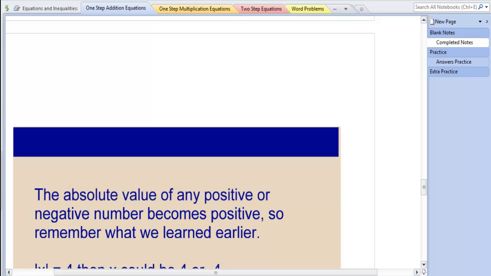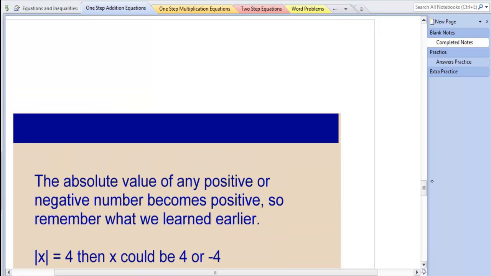Now we're going to review absolute value a little bit. Remember that when you take the absolute value of any number, it becomes positive, whether the number started out positive or whether it started out negative, because we're talking about distance. So if we have the absolute value of x equals 4, then we know x could be either 4 or negative 4. So again, this number is the distance or absolute value, so it's always positive. And then the value inside the absolute value bar, that's the number on the number line. And it can be positive or negative.